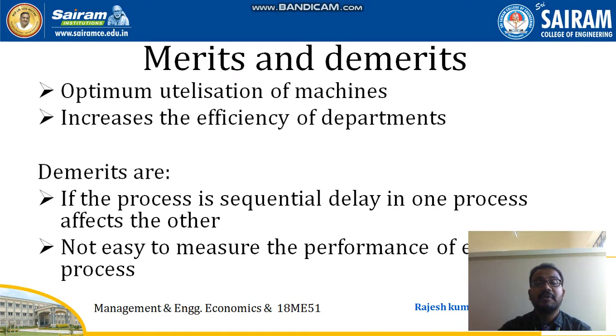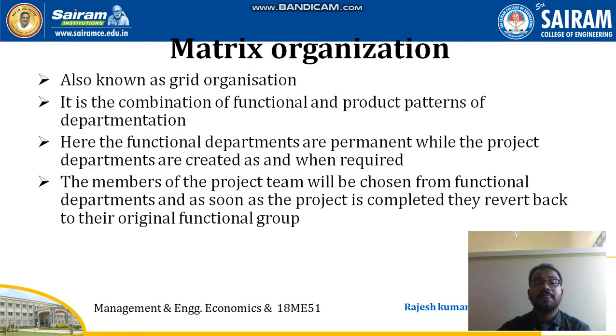The merits and demerits: optimum utilization of machines and increased efficiency of the departments come under the merits category, and demerits are, if the process is sequential, delay in one process affects the other, and it is not easy to measure the performance of each process. Moving to the next topic, matrix organization, which is also known as grid organization.